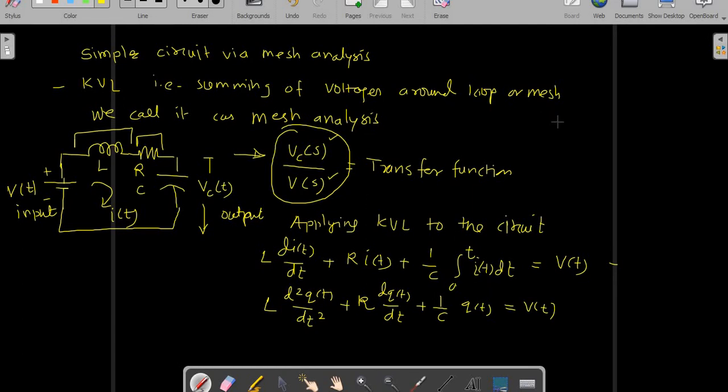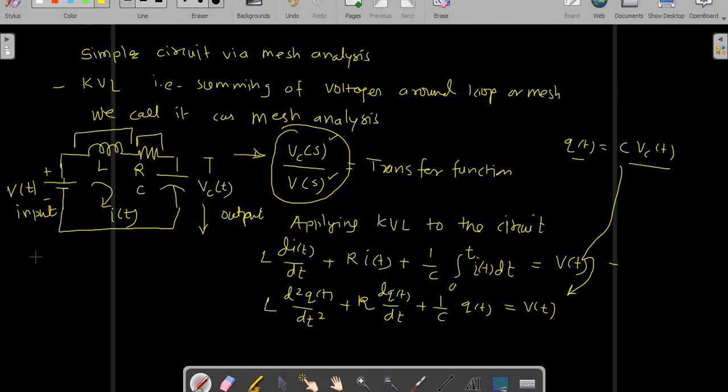Now we know the relation between charge and voltage. What is the relation between charge and voltage? q(t) = C Vc(t). Now substituting this value in this expression, what will we get?